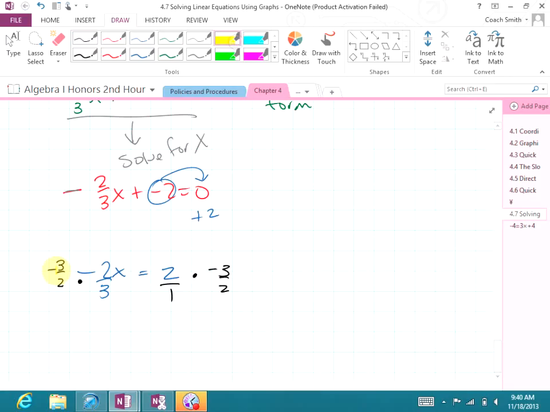Okay, over here it cancels. All right, and that leaves me with x on that side. Over here, I have 2's that cancel, and that leaves me with what? Negative 3. So x is equal to negative 3. All right, now we have to prove that graphically.